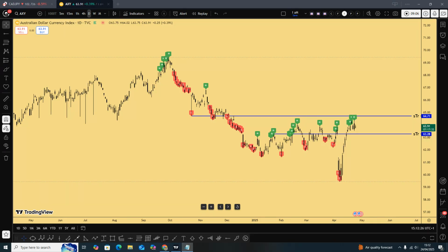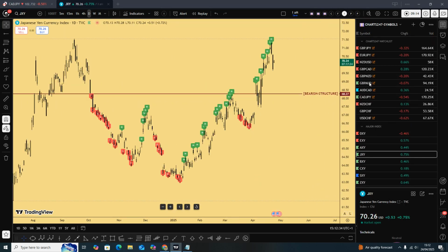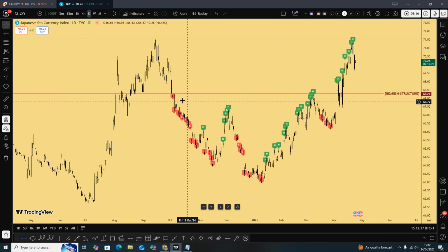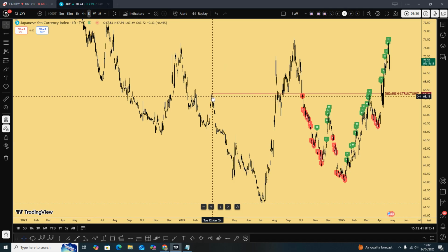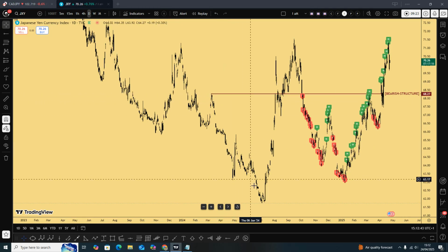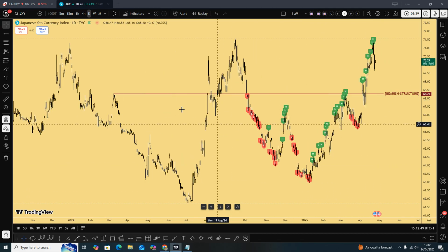The next one we're going to be doing is the Japanese yen. Okay, that was the bearish break that we had. Okay, price held it, made a move down, they broke it, they traded down. We are now back above it, and it's role reverse.